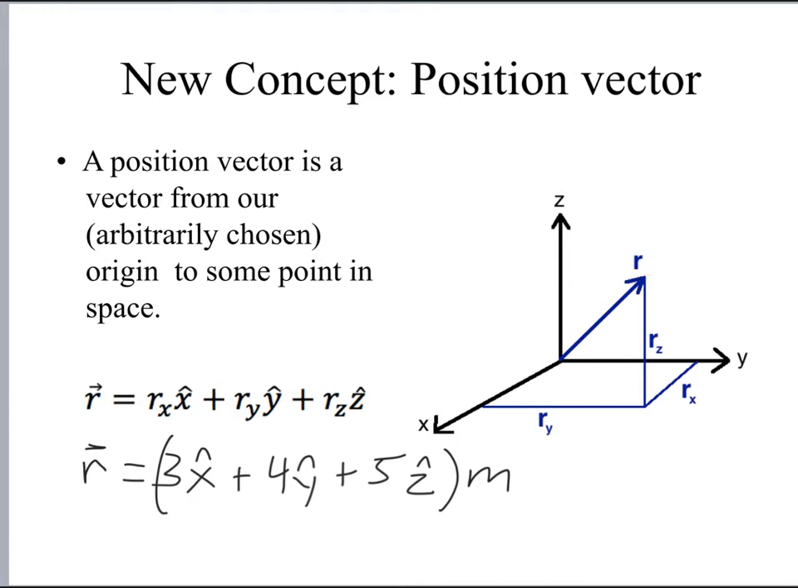I could, of course, draw a vector to another point. I could have a vector, for example, going from the origin to that, and then I would have different values for the components. No matter where I pick a point in space, there will be a position vector locating that point in space with x, y, and z coordinates.